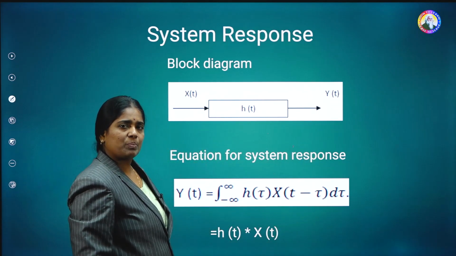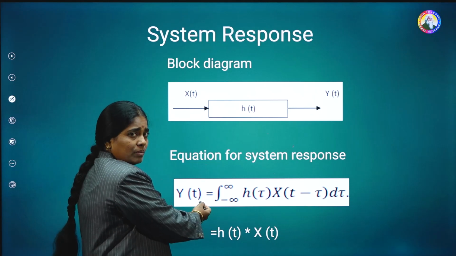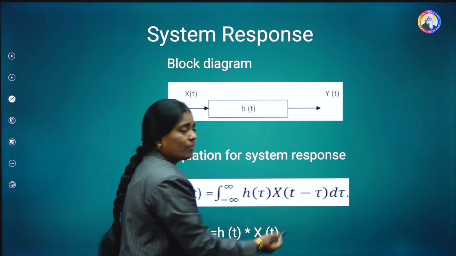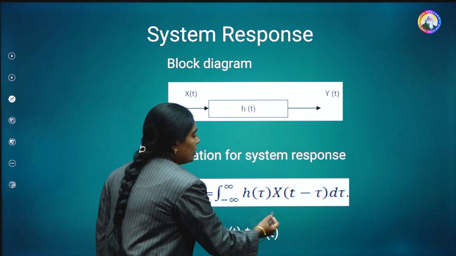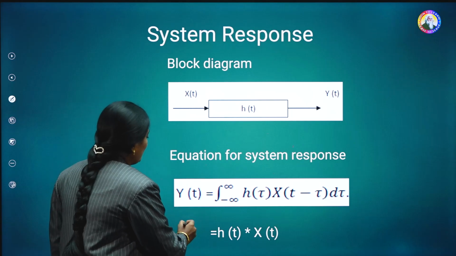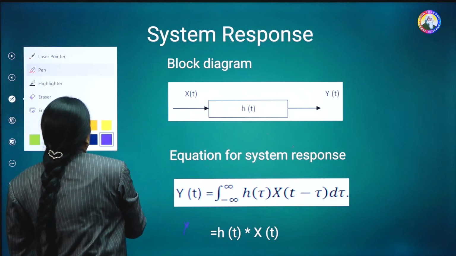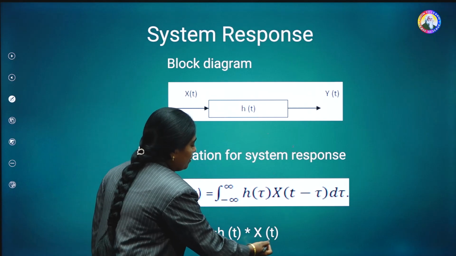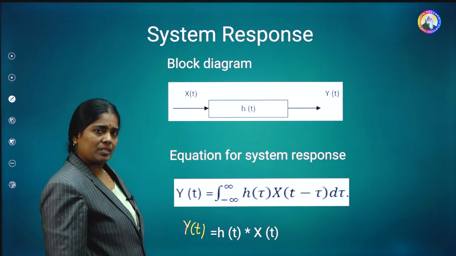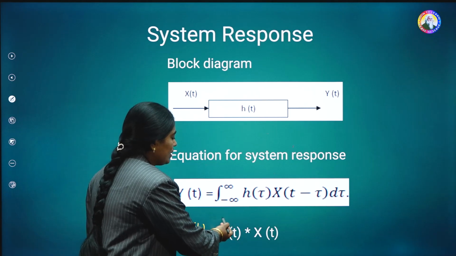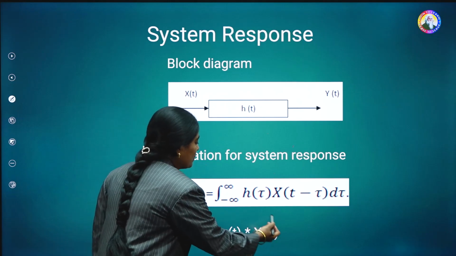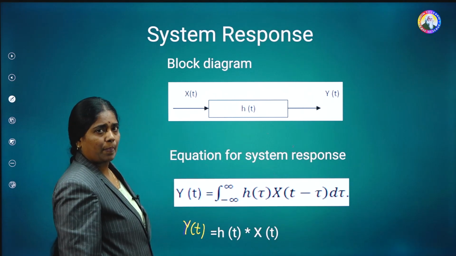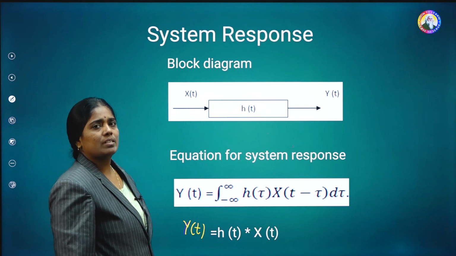Then what is the equation of that system response y of t? y of t is equal to integral from minus infinity to infinity h of tau x of t minus tau d tau. We can observe that this formula is nothing but convolution. Therefore, y of t can be written simply as y of t equal to h of t convolution x of t. That means the output response is equal to the convolution of the impulse response of the system and the input. That's why it is the convolution of impulse response and applied input. This is the definition as well as the equation of the system response.